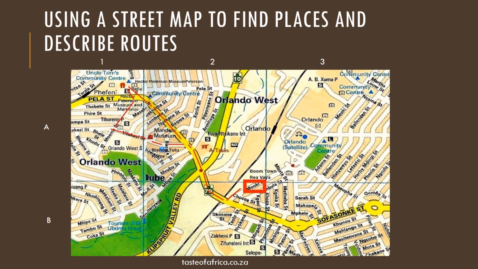Go straight. You would turn right on Pela Street, the yellow street. You would go down Pela Street, past number 79, go straight down. You would then turn right into Tulu Street. And after turning right into Tulu Street, you would turn left and you would find Zakeni Primary School.